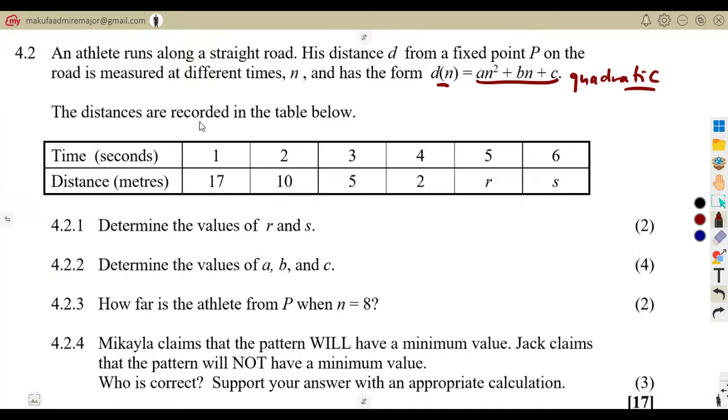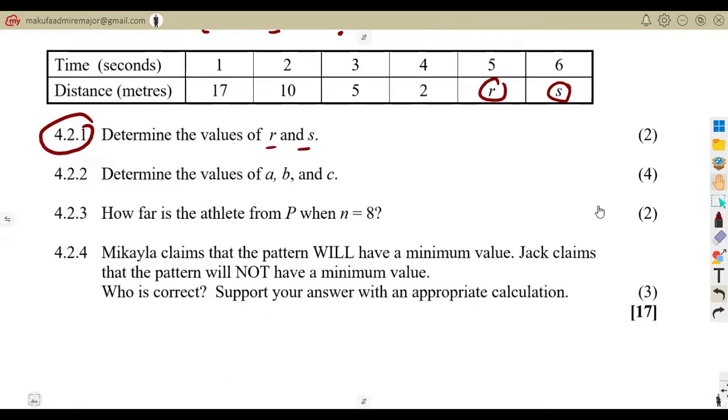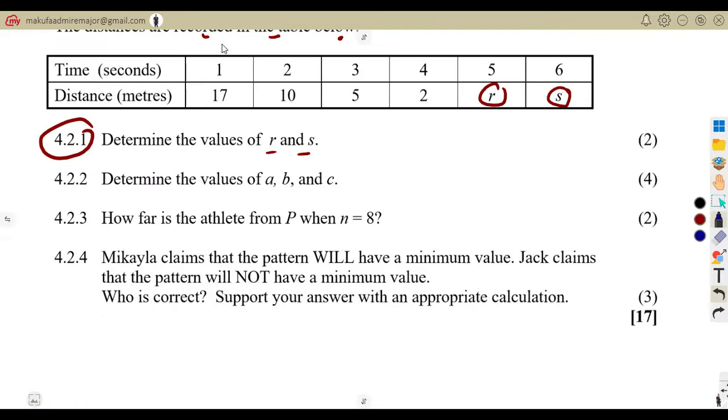So the question is, what are the distances recorded in the table below? Okay, the distances are these ones. Determine the values of R and S. This is where we have R and S. So since it's a quadratic, guys, this table simply shows you the terms.